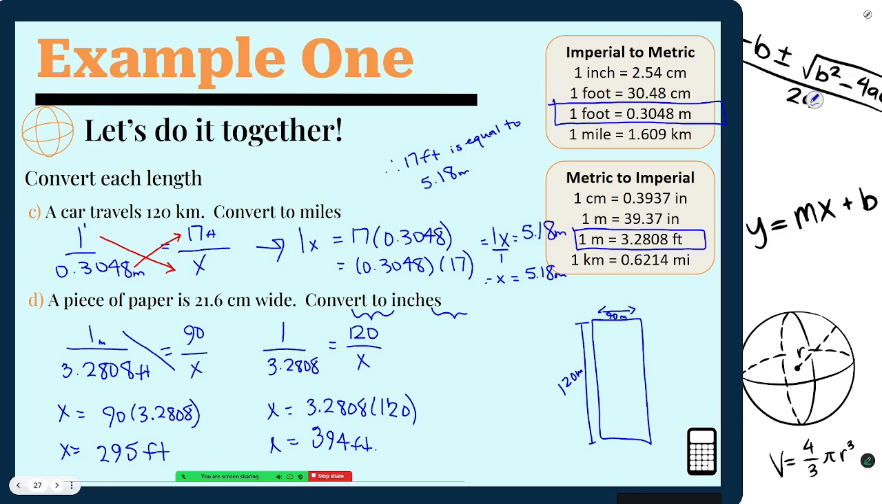We're converting. A car travels 120 kilometers. How many miles is that? A piece of paper is 21.6 centimeters wide. How many inches is that? All you're doing is setting up your need and know.